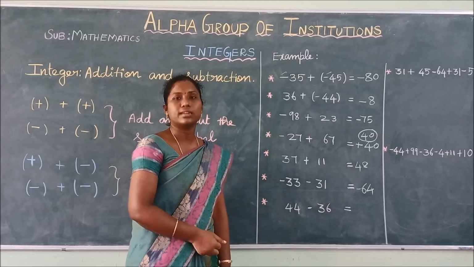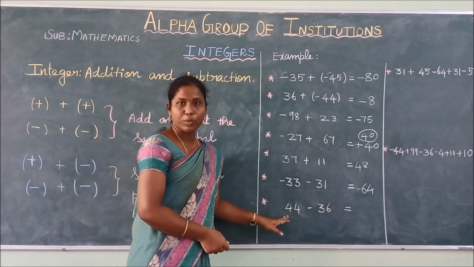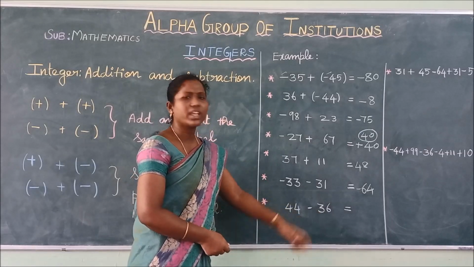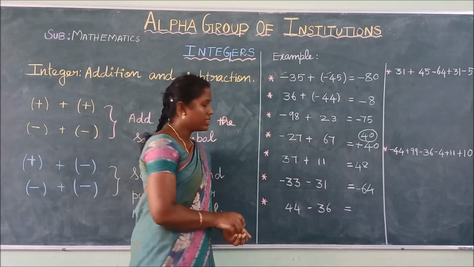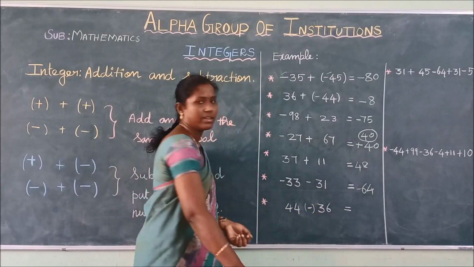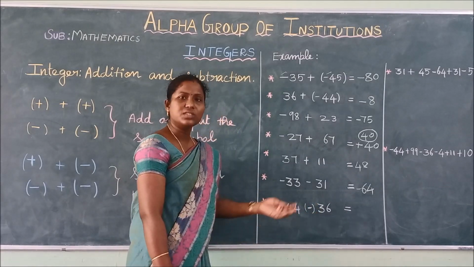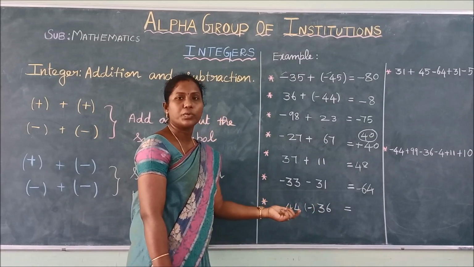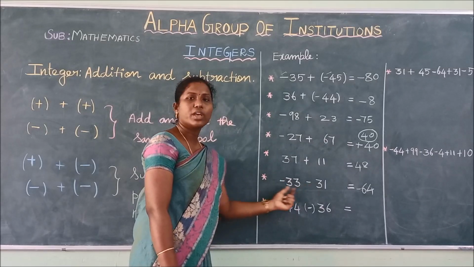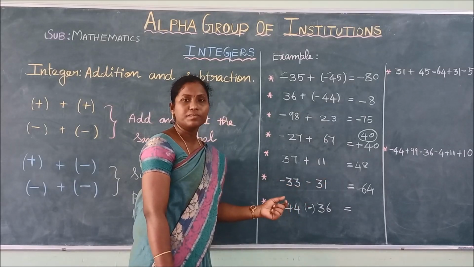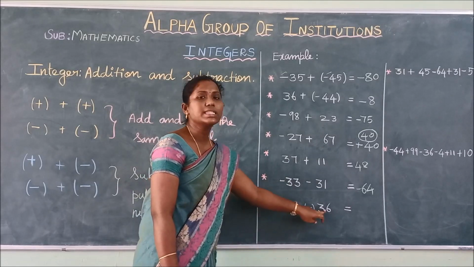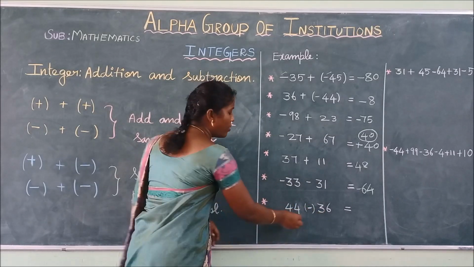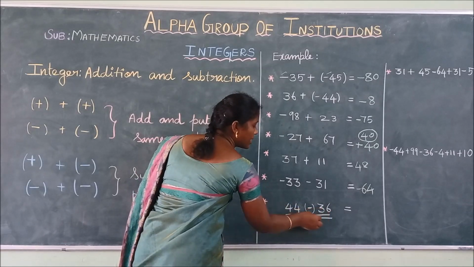Now, 44 minus 36. 44 is a positive number, minus again a positive number. If you are subtracting two positive numbers, okay, the symbol is subtract. Here, plus 44 minus 36.